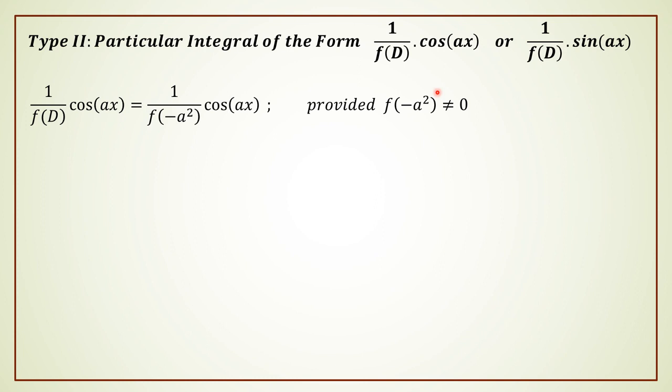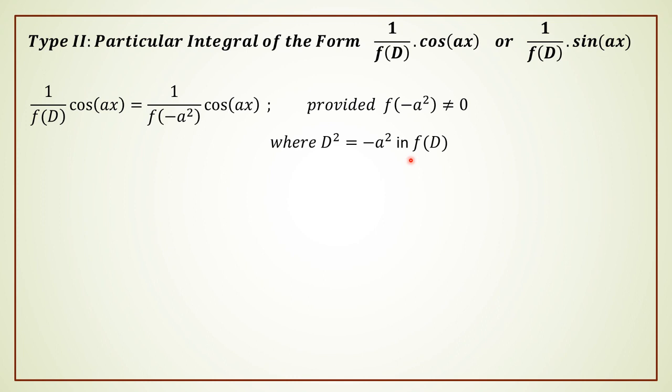One of the important things that you have to note down in the second type is, you are going to replace D square by minus a square in f of D. Okay, you are not going to replace the operator D as in the case of exponentials. In the case of cosine or sine function, you have to replace only D square by minus a square, and this minus sign is outside the square, in f of D.